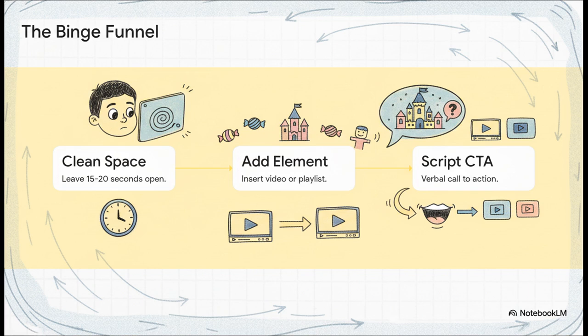First, creators must design clean visual space in the final 15 to 20 seconds. You can't just slap a thumbnail over a super busy scene. Second, you add a specific targeted element or an auto-playing playlist. And third, and this is key, you must script a verbal call to action bridging the content. You don't just say, "Hey, thanks for watching." You say, "Watch this next to see what happens to the Candy City." This smooths the transition, triggering that passive binge behavior and racking up heavily rewarded recommended traffic.